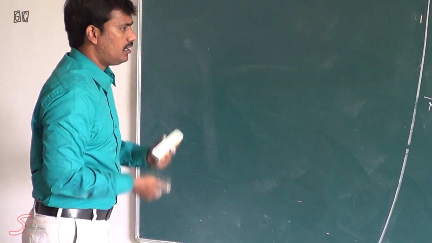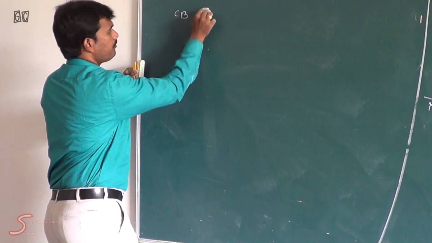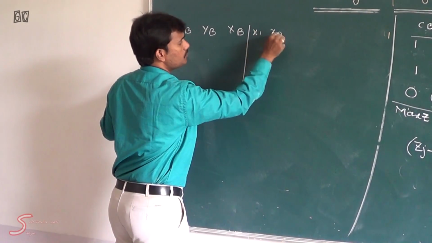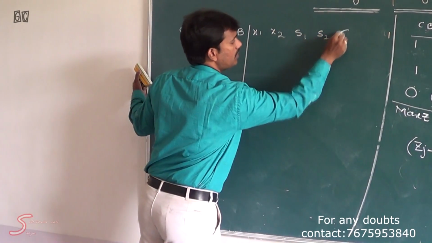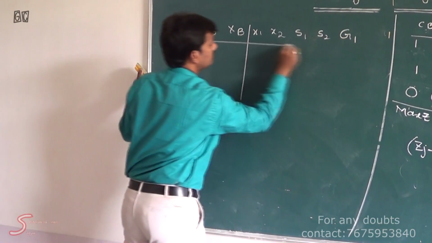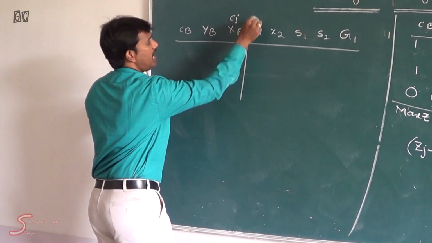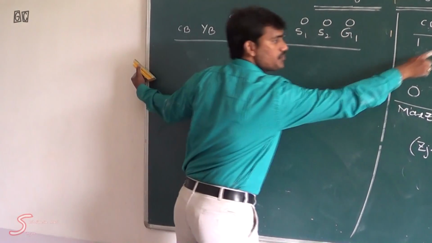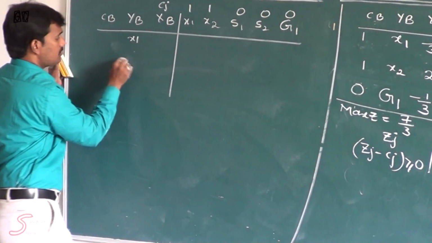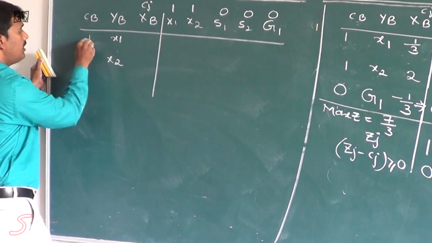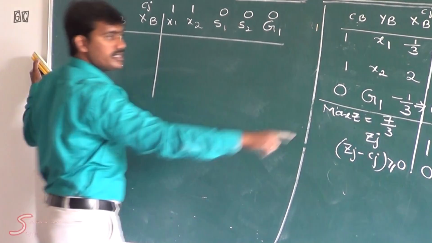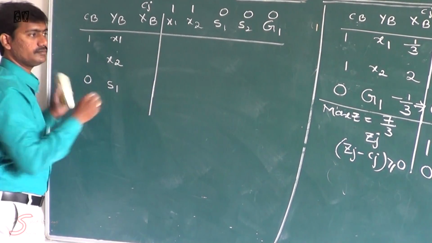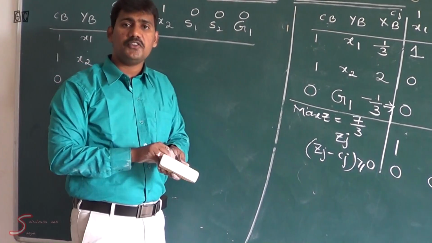That is, we have the iteration table with CB, YB, and variables x1, x2, s1, s2 and the Gomorian G1. The Cj values are 1, 1, 0, 0 and again 0. There is no change for x1, x2. Copy this. The cost will be 1 and again 1. In this case, s1 is the incoming vector and the cost should be 0. Now we have to make the element unity by dividing itself.